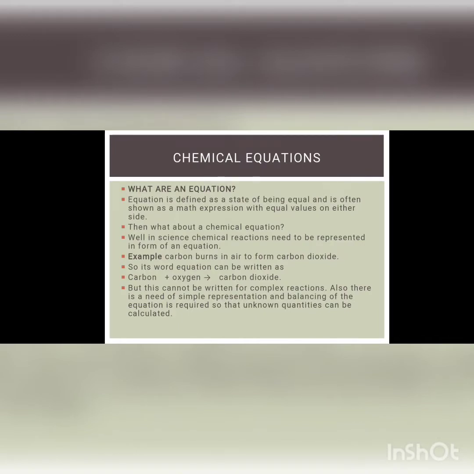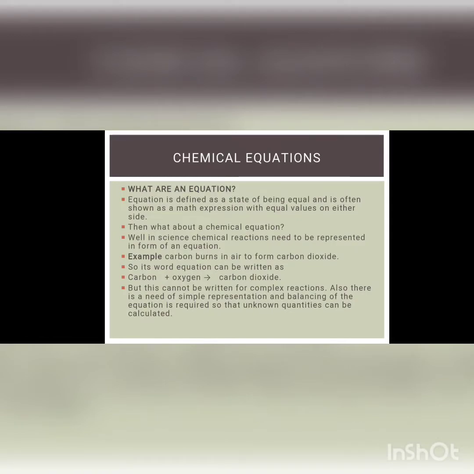Then what must be a chemical equation? In science, or in chemistry, we say that chemical reactions need to be represented in the form of an equation. Taking the simple example of carbon, when it burns in air, it forms carbon dioxide. But this cannot be written for complex reactions.